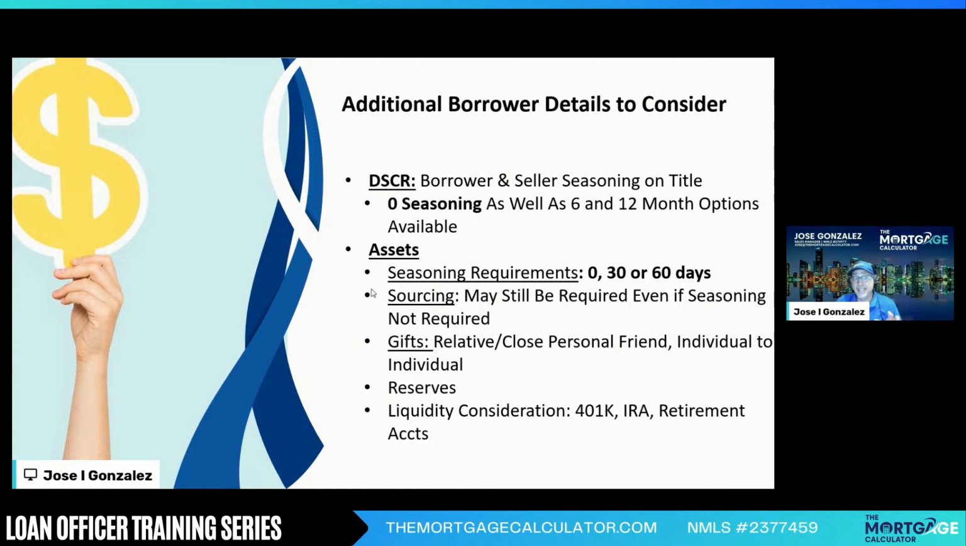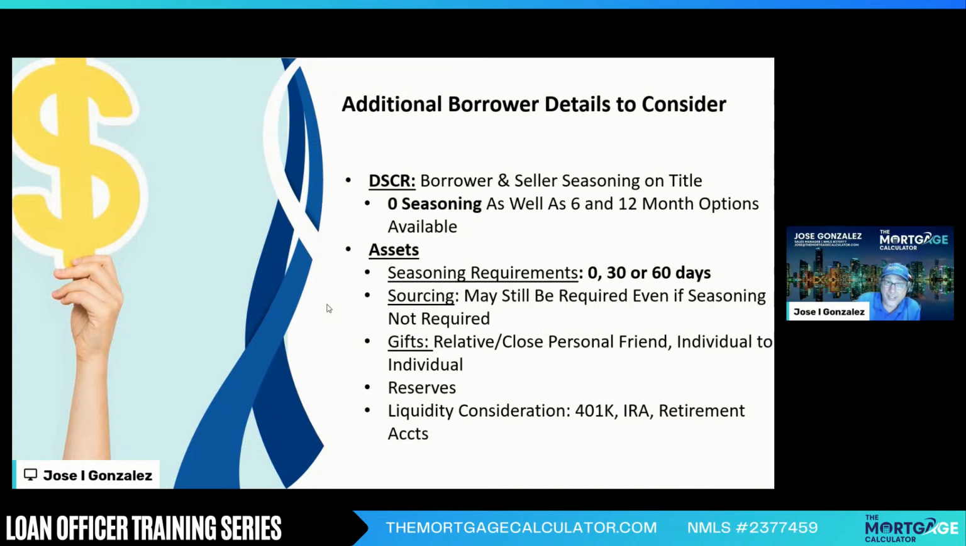And then assets, right? This is our last slide here. Assets, very important. Seasoning considerations: 30, 60 days. Look at the guidelines and see what they require. This is going to be the same on your AUS. AUS is going to tell you whether you need 1 month or 2 months of bank statements, or maybe no reserves. That's usually on your refinance transactions, where they may not require it if it's a very strong borrower.